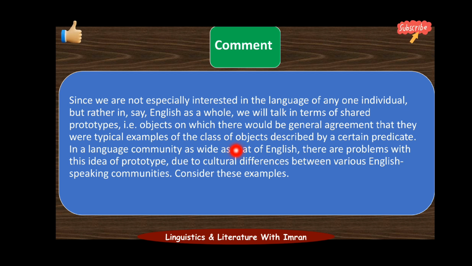Talking about birds, trees, man, girl, chairs, tables, flowers, right? So we are here described by a certain predicate in a language, in a community as wide as that of English. So there are problems with the idea of prototype due to the cultural differences between various English-speaking communities. Consider these examples.